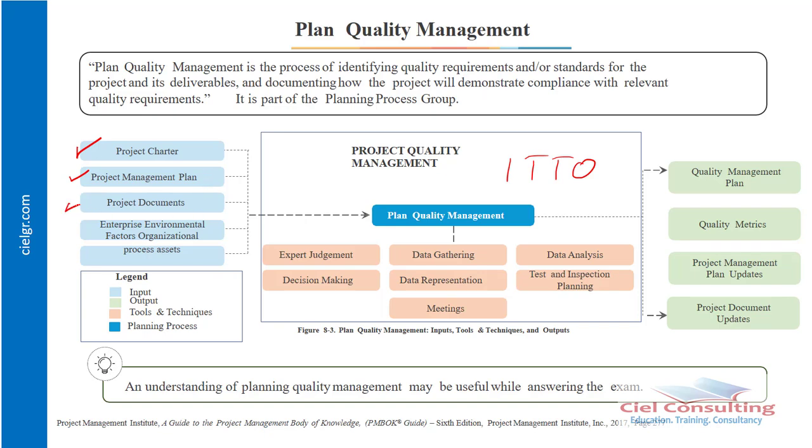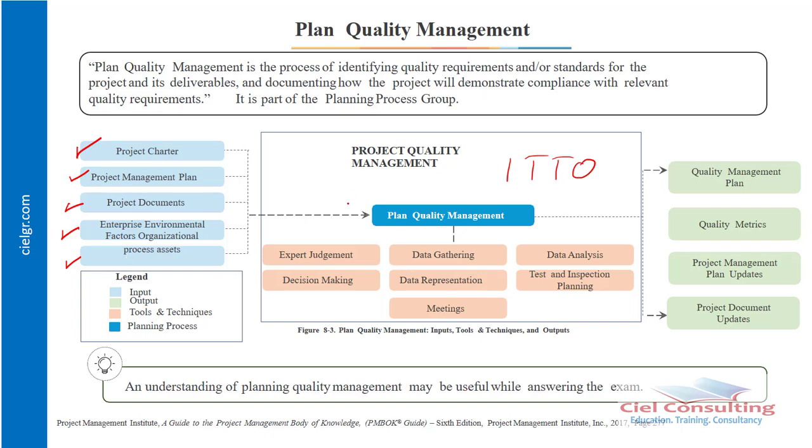Then also you need other project documents that will enable you to effectively determine the metrics with which you're going to be able to measure your project performance. Then also the enterprise environmental factors. This is where you take into consideration factors that are not within your control. And then also what we refer to as the organizational process assets, which is anything of value that can aid you in planning your quality.